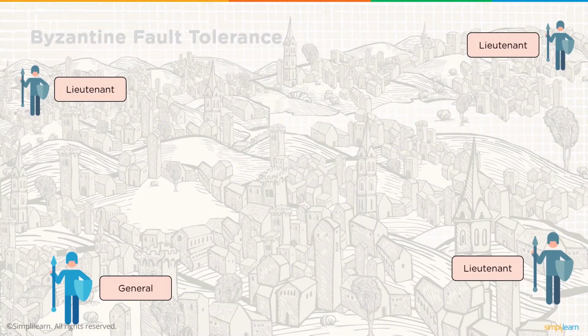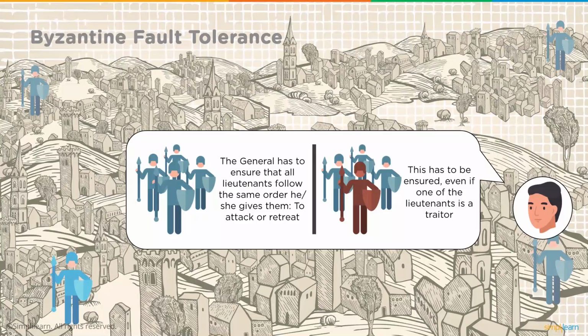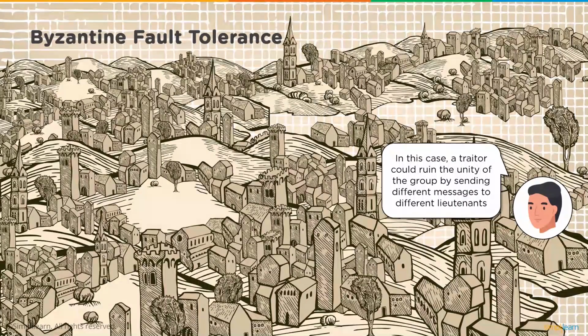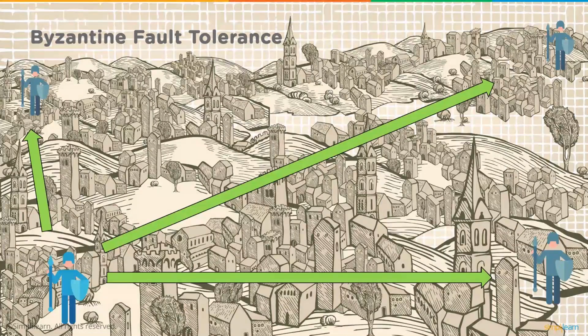So here we have the general and his 3 lieutenants. The general has to ensure that all lieutenants follow the same order he or she gives them to attack or to retreat. Now, this has to be ensured even if one of the lieutenants is a traitor. So this is the Byzantine generals' problem: how does the general communicate the correct decision which he has taken to all his lieutenants in his network, irrespective of whether someone is a traitor.